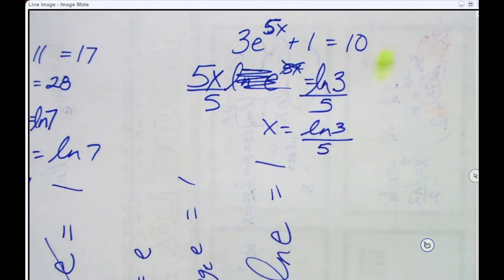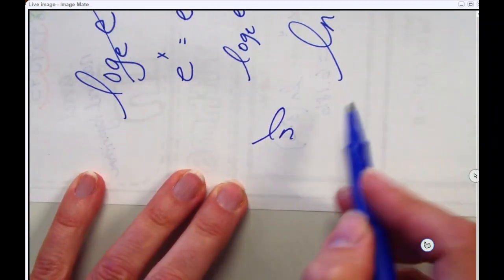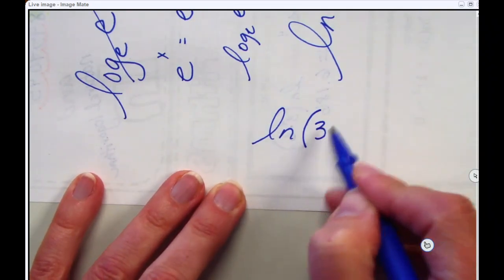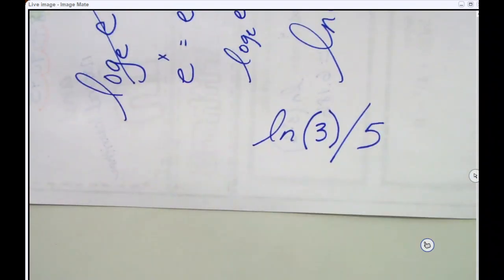Yes, ma'am. I just have a question. How would you plug that into the calculator? When you type it in your calculator, that's a good question, just like the log, it opens a parenthesis. So you'll want to say log of 3 and close it, and then divide it by 5. Or else you would have the log of 3/5 if you didn't close the parenthesis. Good question.